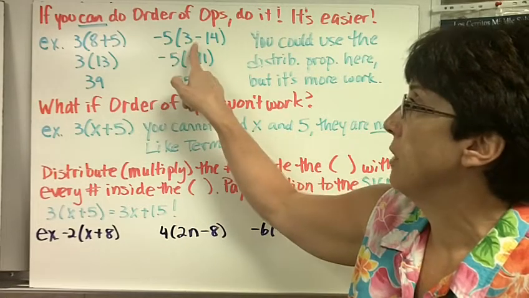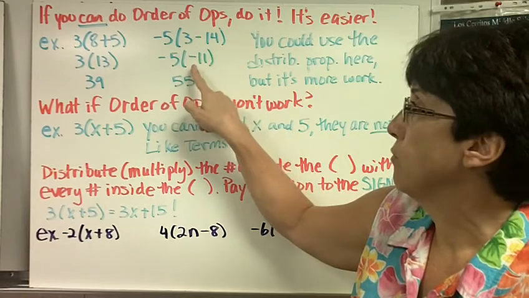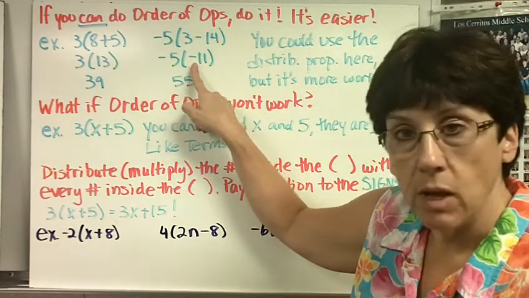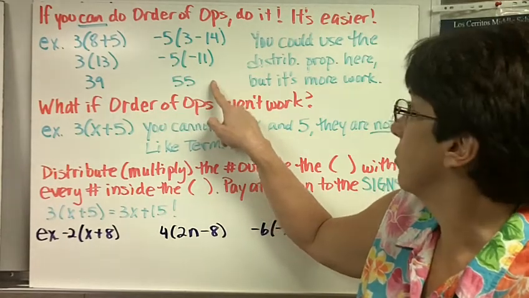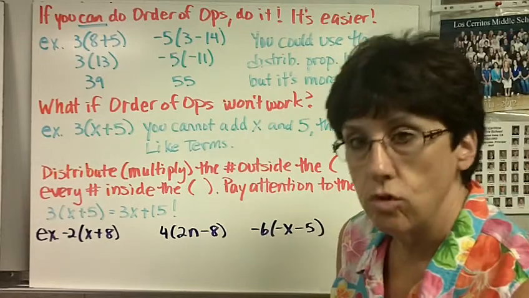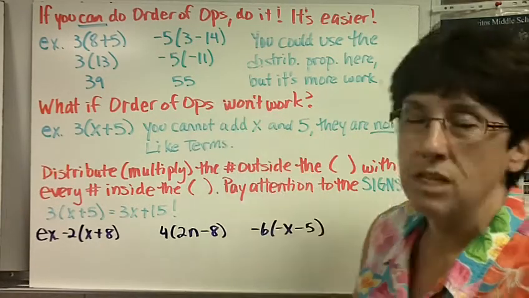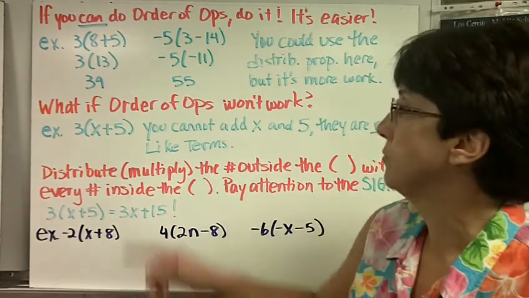What if I have negative 5 times the quantity 3 minus 14? Well, 3 minus 14 is negative 11, and I know negative times negative is positive. Negative 5 times negative 11, positive 55, okay? You could use the distributive property with this, but it's more work. So if you can do order of operations, always do that first.